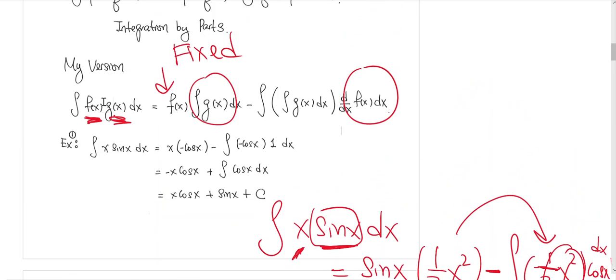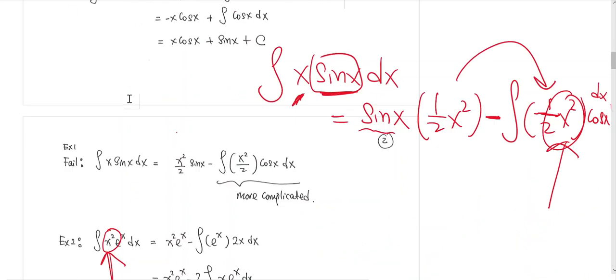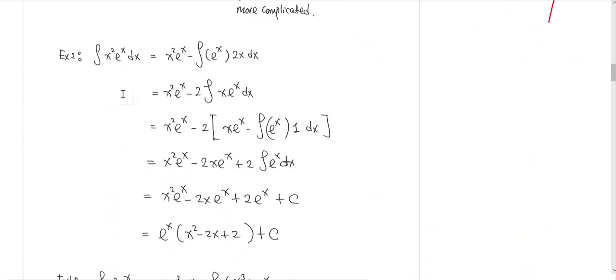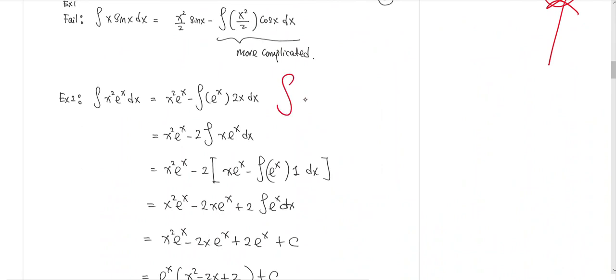So each of these functions has to be operated on in one way or another. The ones that you fix, at the end you have to differentiate, and the ones that you integrate, you have to integrate. All right, let me write all this down. So that's how you start, x squared e^x. I am choosing to fix this one and integrate this one instead.